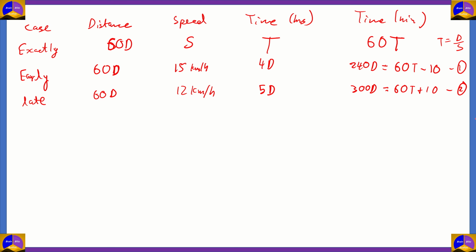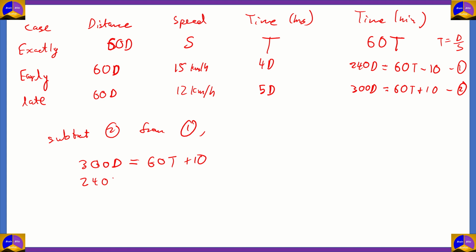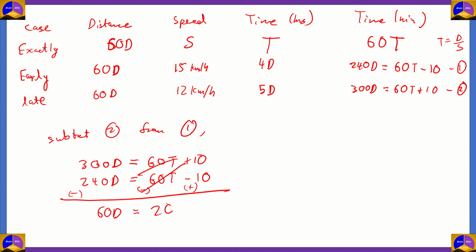All right. So what we're going to do is subtract equation 1 from equation 2. That will be 300d equals 60t plus 10, and 240d equals 60t minus 10. All right, so minus, plus. 300 minus 240 gives you 60d. 60t gets cancelled, and 10 plus 10 gives you 20.